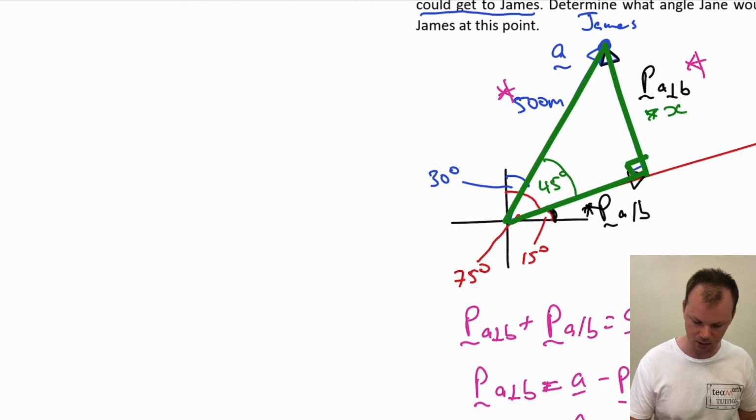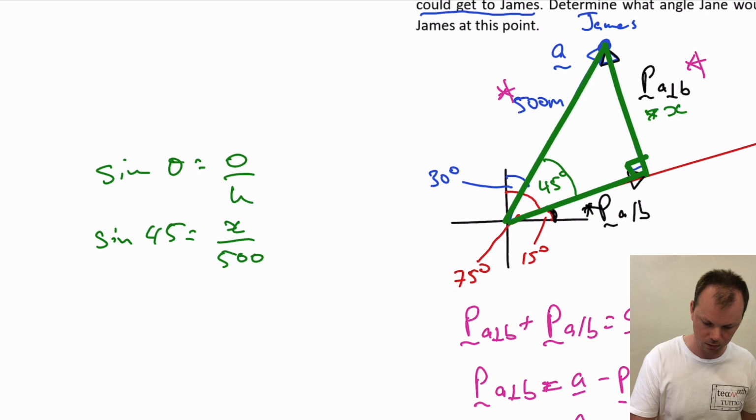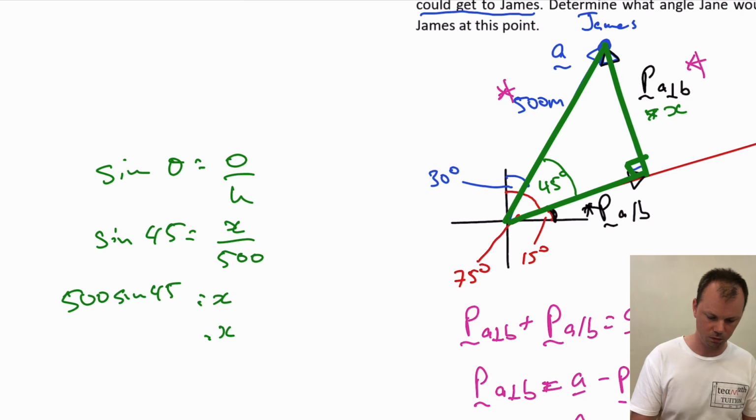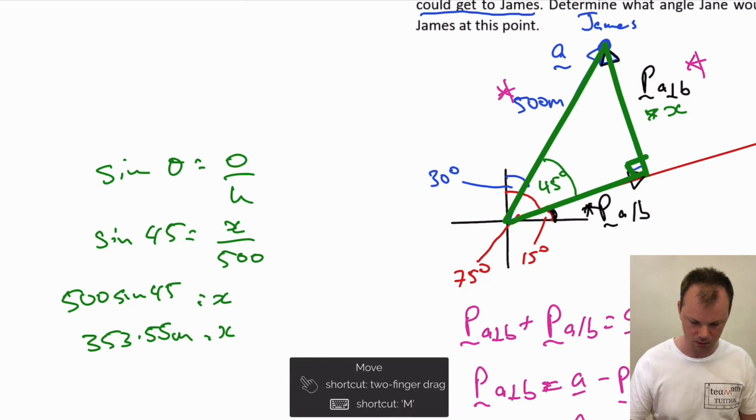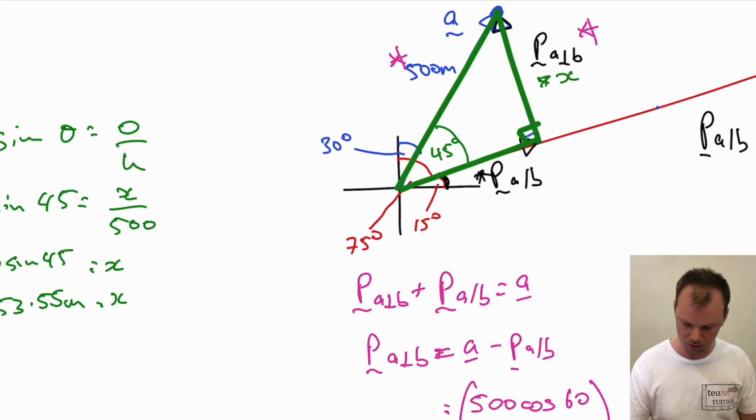So we can say we've got sine theta equals opposite on hypotenuse. So x equals, what's that? We get 353.55 meters. Let's just double check that was the same. Yep, we got the same thing here. So that works. Now we have to work out an angle.